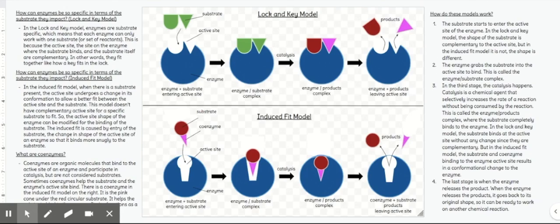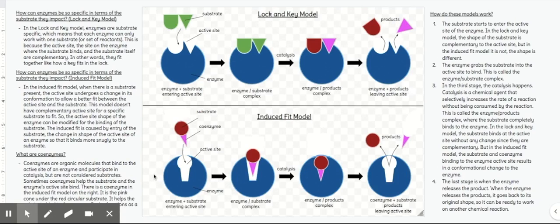In the induced fit model, when there is a substrate present, the active site undergoes a change in its conformation to allow a better fit between the active site and the substrate and coenzyme sometimes. This model doesn't have a complementary active site for a specific substrate to fit. So the active site shape of the enzyme can be modified for the binding of the substrate. The induced fit is caused by the entry of the substrate, the change in the shape of the active site of an enzyme so that it binds more snugly to the substrate.